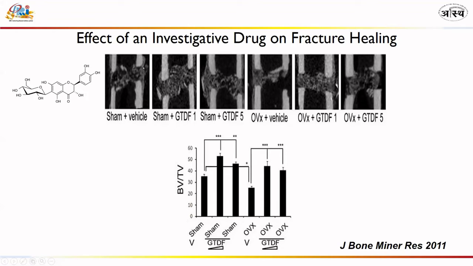And then we do the microCT scan to see the callus that has been formed, and with the drug treatment, we measure bone volume by tissue volume to get an idea of the bone regeneration that has happened in response to the drug. You can see that in normal animals, there is a significant increase in BV/TV in response to this drug, and also in ovariectomized osteopenic animals. In both cases, this compound has increased bone regeneration at the fracture site or the drill hole site.